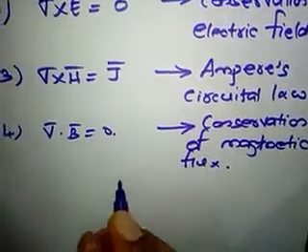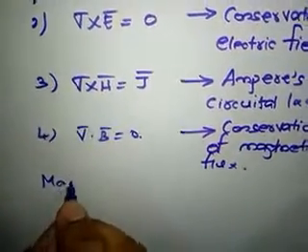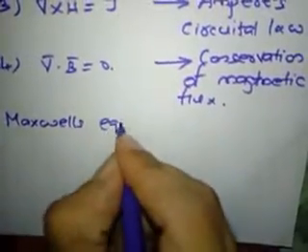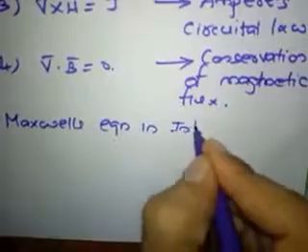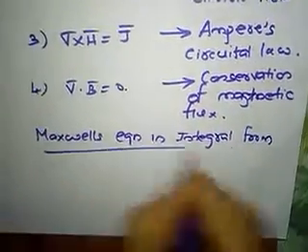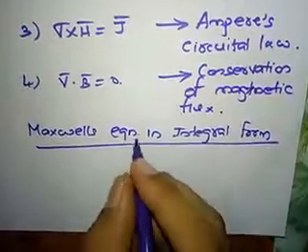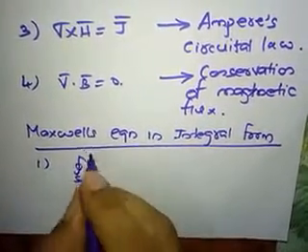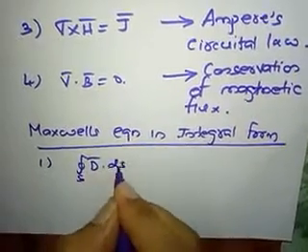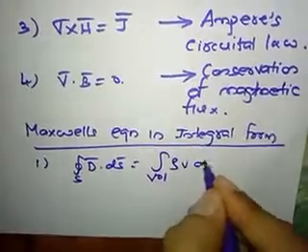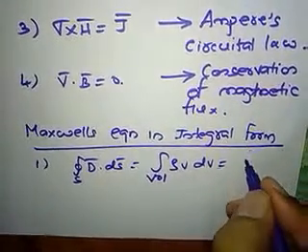Right. Then Maxwell's equations in integral form. So what are these equations? The first equation, closed surface integral D bar dot dS bar is equal to volume integral rho v dv, that is equal to Q.